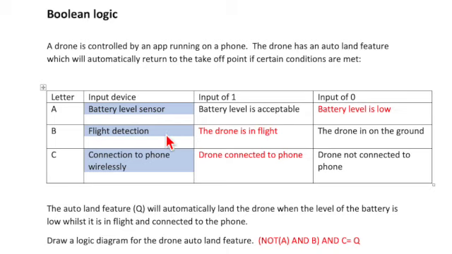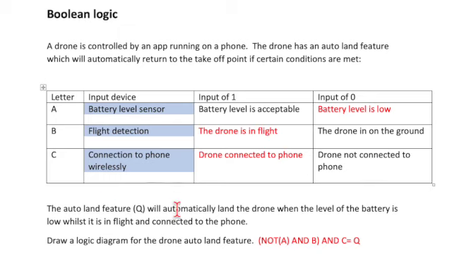We also have a detector that tells us the drone is in flight. If the input is a 1, the drone is in flight. If the input is a 0, the drone is on the ground. Letter C represents the input of a connection wirelessly to the phone. An input of 1 would indicate that the drone is connected to the phone, and an input of 0 indicates the drone is not connected to the phone.